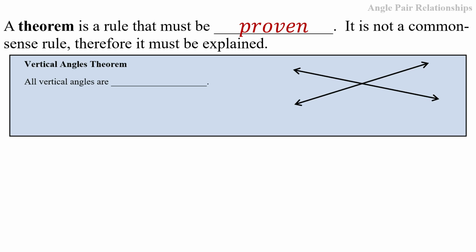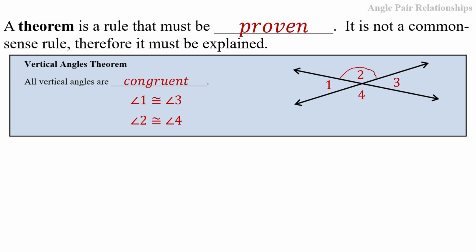Our first theorem we're going to talk about in this class is called the vertical angles theorem, and the vertical angles theorem says that all vertical angles are congruent. For example, we had named these 1, 2, 3, and 4. And we know that 1 and 3 are vertical angles, so we can say that 1 and 3 are congruent. We also know that 2 and 4 are vertical angles, so we can also say angle 2 is congruent to angle 4.